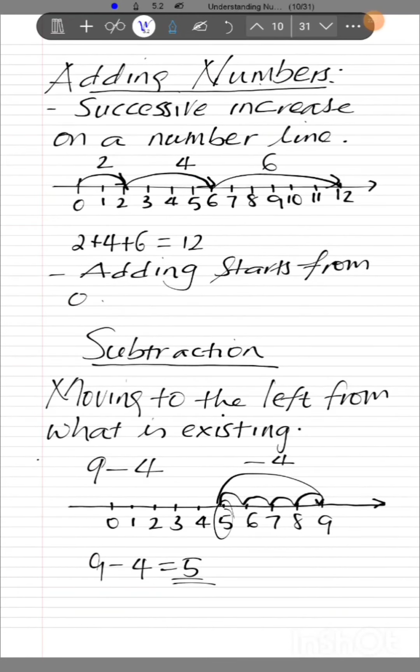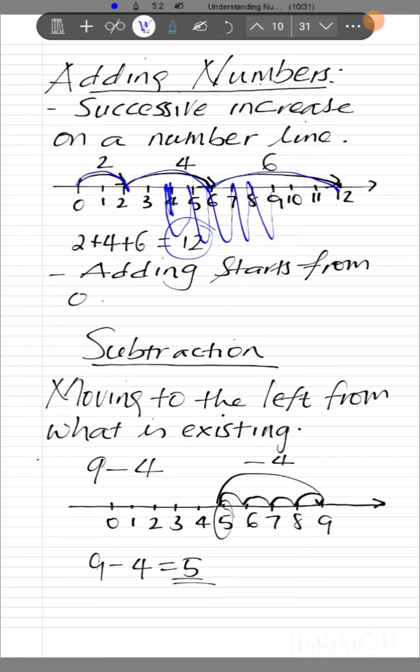What is simply adding? Let's define it and carry on. A successive increase on a number line to the right side is adding. 2 plus 4 plus 6 is nothing but jump 2, again jump 4, again jump 6. The total jump made is 2 plus 4 plus 6, which is 12. Adding normally starts from 0. You can add from what you have: if I already have 4 and I have to add 5 on it, I jump 5 to the right. But when you simply add numbers, you start from 0.